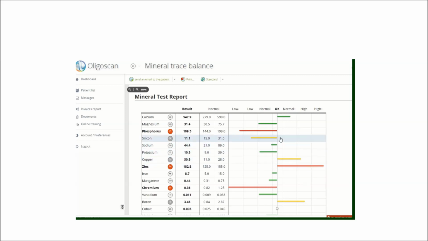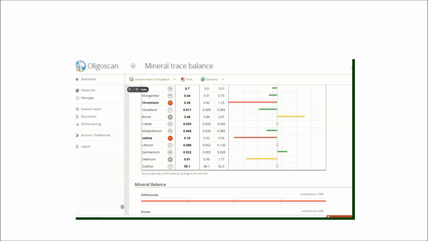Now, silicon is a mere deficiency in the body and can be supplemented, but when we see high copper and zinc, this indicates silent inflammation and needs to be handled differently. We also see this person has a very low chromium, which could be due to sugar balance problems or stress, and needs to be handled in that way. If we go further down, we'll have a look at the remaining minerals. We see that iodine is very low. This is a very common deficiency, and selenium is also low. This is an important mineral that would need to be supplemented as well.